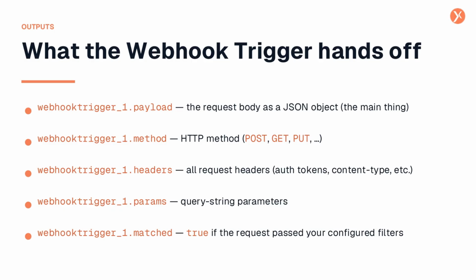Understanding the outputs from the Webhook Trigger is crucial for building effective downstream workflows. The primary output is Webhook Trigger egg.payload, which contains the full JSON body of the HTTP request, allowing access to all data sent by the external system using dot notation. Additionally, Webhook Trigger egg.method provides the HTTP verb used, such as post, get, or put. Request headers, including authentication tokens, are available via Webhook Trigger egg.headers, while Webhook Trigger egg.params parses any query string parameters. Finally, Webhook Trigger egg.matched indicates whether the request successfully passed any configured filters, enabling intelligent branching in your automation.